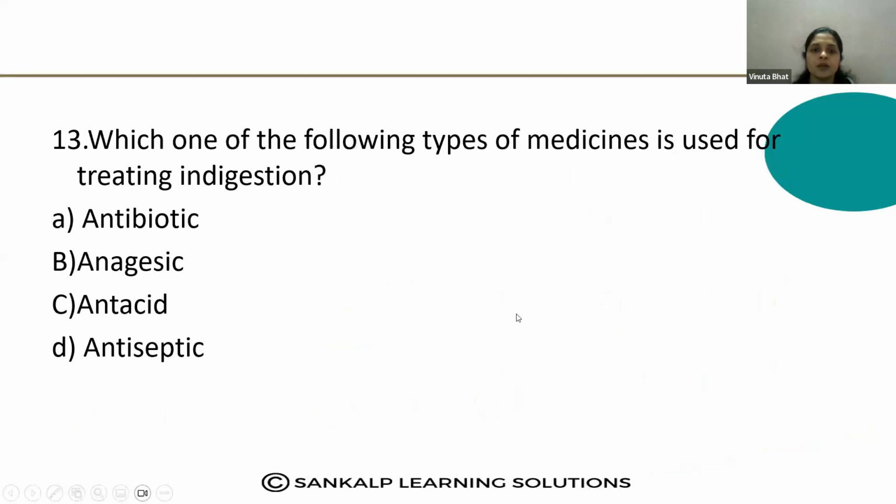Next question. Which of the following types of medicine is used for treating indigestion? Option A, antibiotic, analgesic, antacid, and antiseptic. Here, antibiotic is used to cure diseases caused by bacteria, and antiseptic prevents the growth of microorganisms, and antacid is the medicine used for treating indigestion. Option C is the correct answer. Okay.